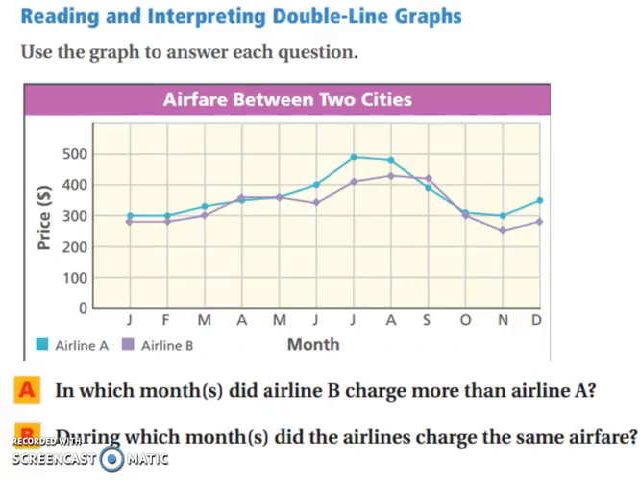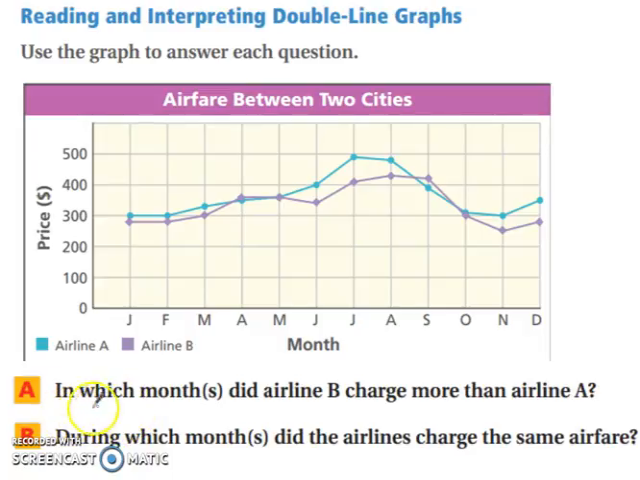So let's step it up and look at reading and interpreting double line graphs. Notice how we still have a title. We have our x and y axis labeled. It's a line graph, so it's talking about stuff that changes over time. And then the blue represents airline A, and the purple represents airline B. So your two different categories, if you will, that you're looking at.